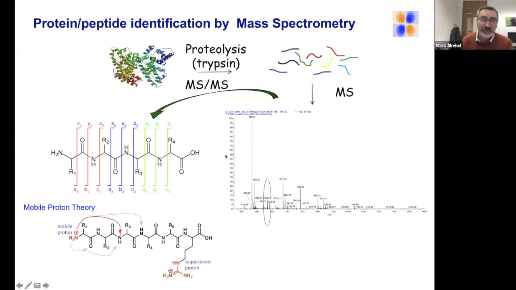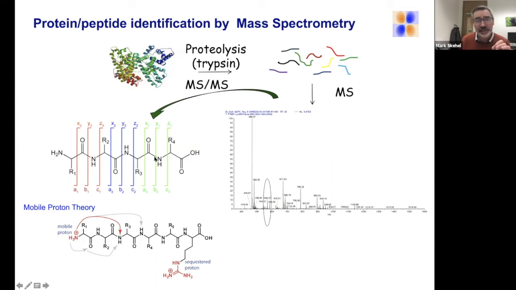If we select that and fragment it, we get a series of fragments from cleavage of this amide backbone. The ones we predominantly get with this technique are b and y ions, but depending on where you cleave around the peptide bond, you get different ones, such as c and z ions, which you get with electron transfer dissociation.